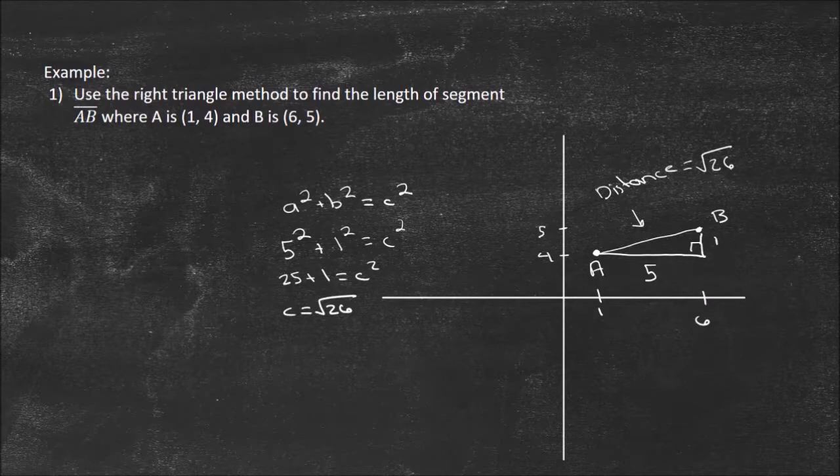So that is one way to find the distance. You can always just graph them, then create a right triangle. It's quick, it's easy, and it's reliable. You know it's going to work. Now let's do it with the distance formula, and you're going to notice that you get the same answer.